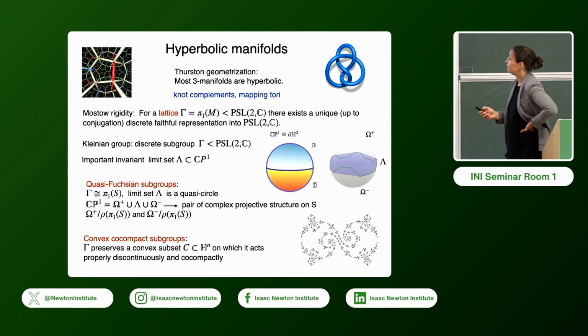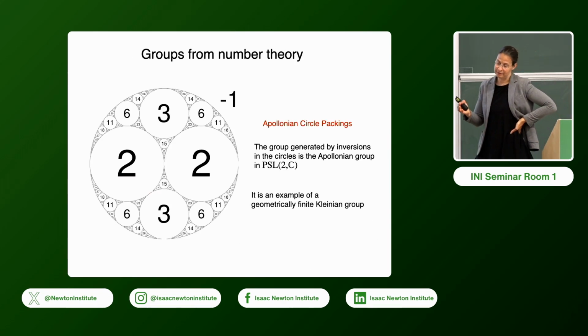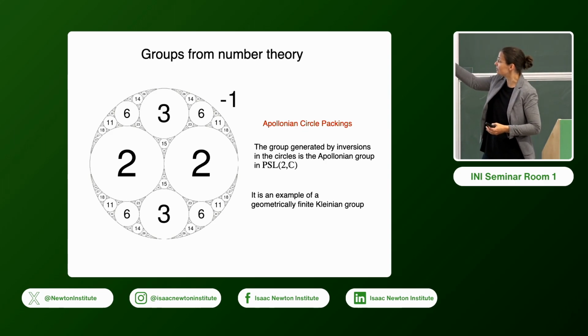Okay, so let me give you one other example, which comes more from number theoretic constructions. This is the Apollonian circle packing group. You can take this circle packing and think of it as sitting in CP1, or an affine chart in CP1, and then if you take the group generated by reflections in the circles, you get a discrete subgroup of PSL2C. This will not be convex co-compact, but it will be nice: it will be geometrically finite.